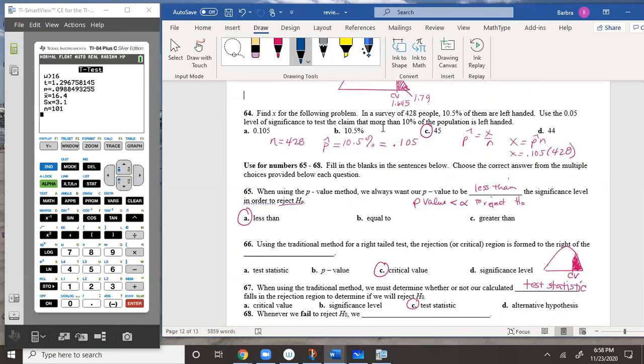64, find X. In a survey of 428 people, 10.5% of them are left-handed. They're asking us to find X. So we take 10.5% of 428. Converting this to a decimal, we get 0.105. And guys, all you're doing is moving the decimal over to the left 2 places. All right, so 0.105 times 428. So X is equal to 44.94.